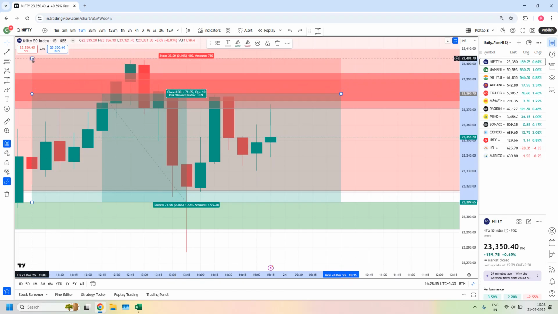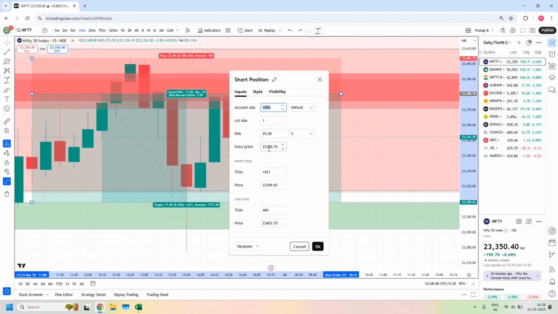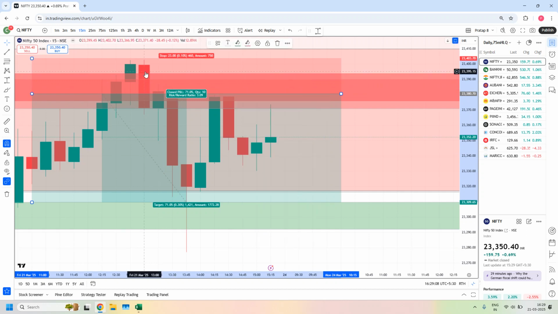See, after adding the 10 points stop buffer value, your stop value is 23,403.70. See the high of the candle, 23,407.70. If you would not have added that buffer, it could have been 23,401, maybe some 30 or 40 paisa. With that 1 point difference, your trade would have been stopped out.